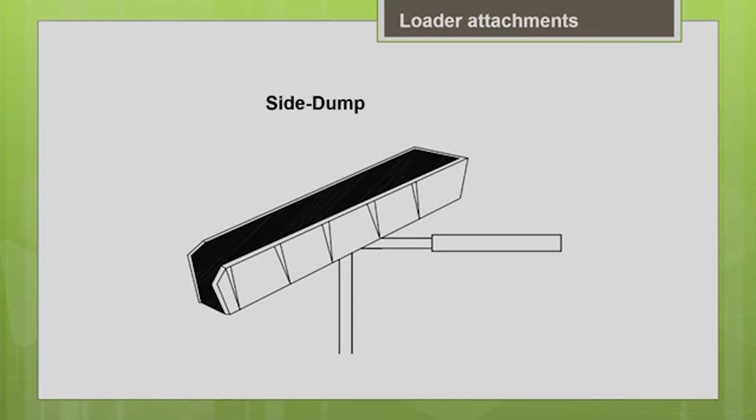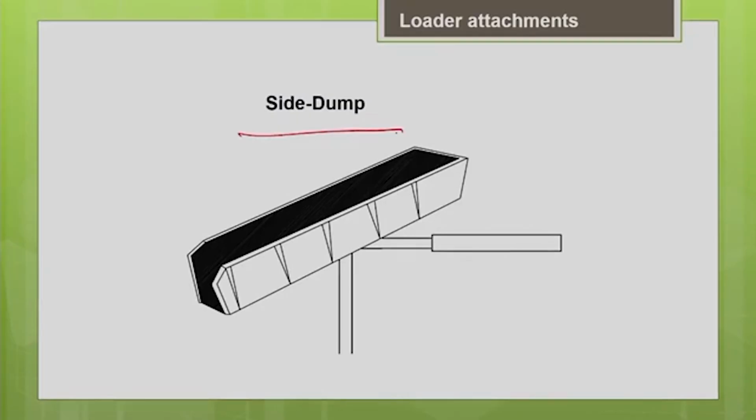This is the side dump attachment. This is just a schematic picture of the side dump attachment, which you can use in confined areas where you want to do the dumping on one side. I do not want to do the dumping in the front end, but I want to do the dumping either to the left side or to the right side. Then I can go for this kind of side dump attachment.